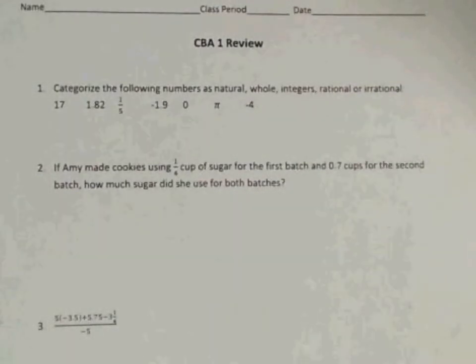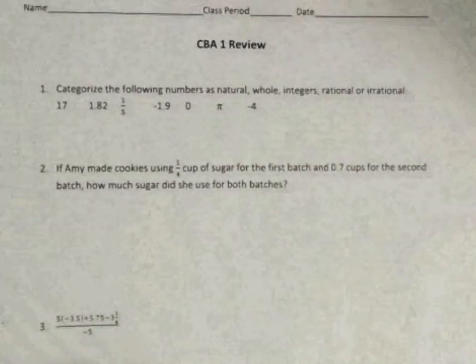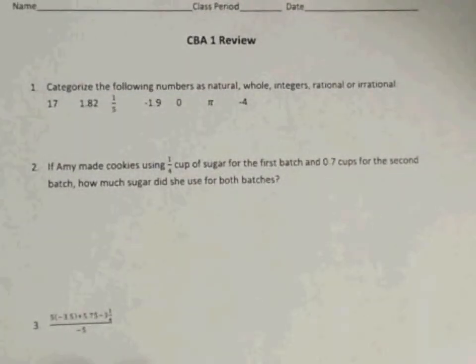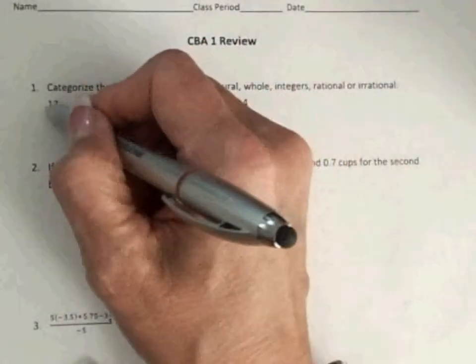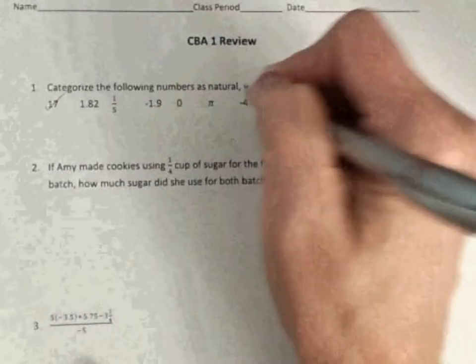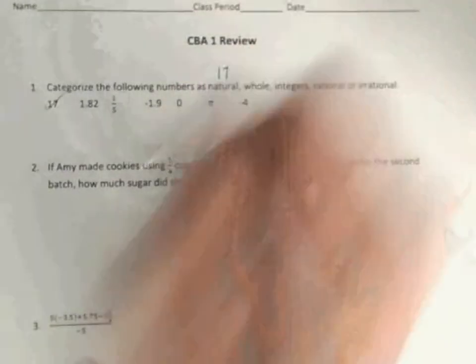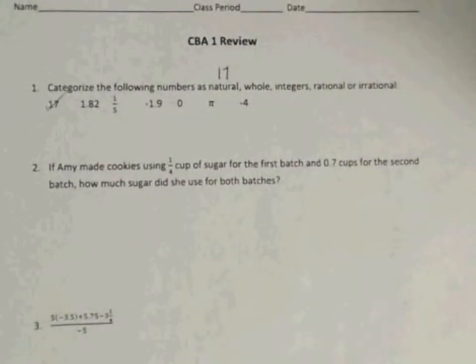So first thing I want to do is look at natural numbers. Which one down here is natural numbers? Remember, our natural numbers are our counting numbers, what you would learn in kindergarten. So the only one that would fit into that category is 17. So I'm just going to put 17 right above natural numbers. That's just the easiest way for me to write it down.